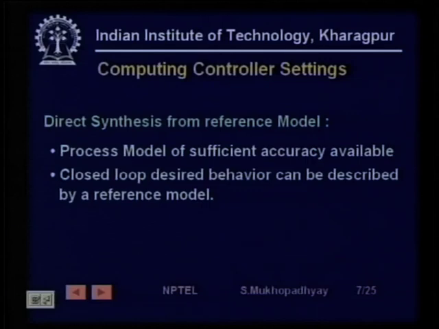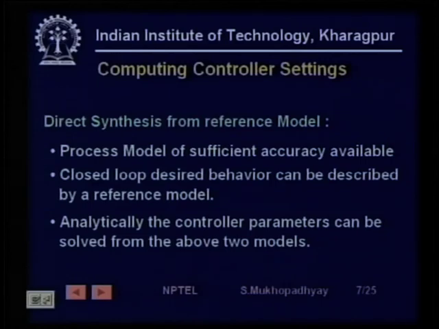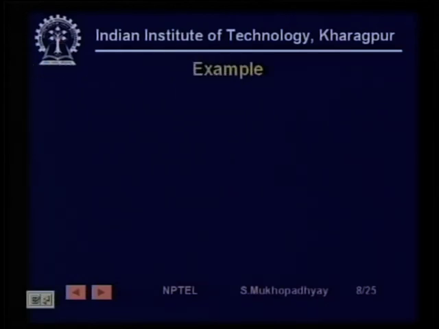You have the closed loop desired behavior described by a reference model, and if you have these two conditions satisfied, then analytically the controller parameters can be solved from the above two models. How? So we have an example.